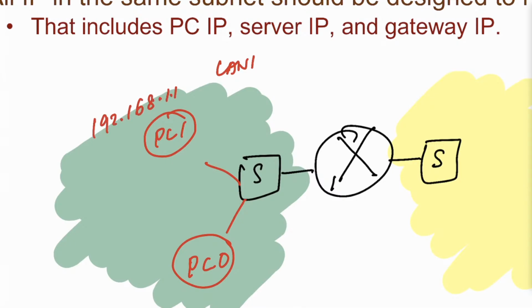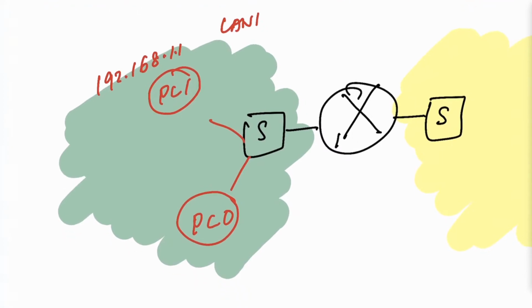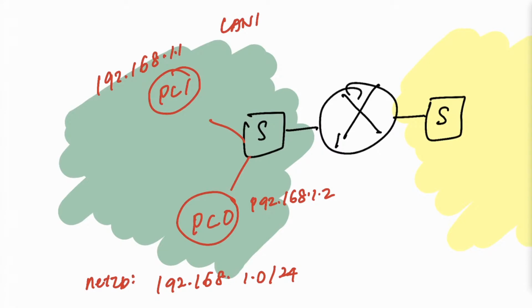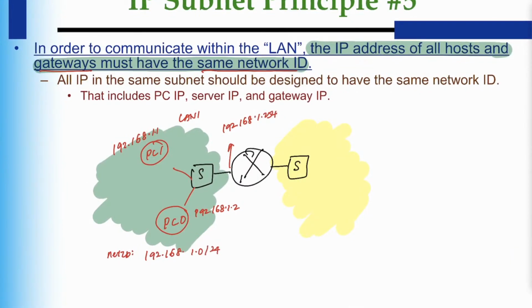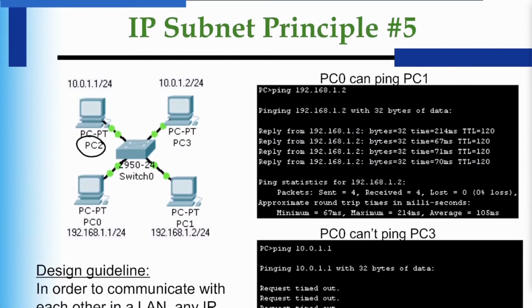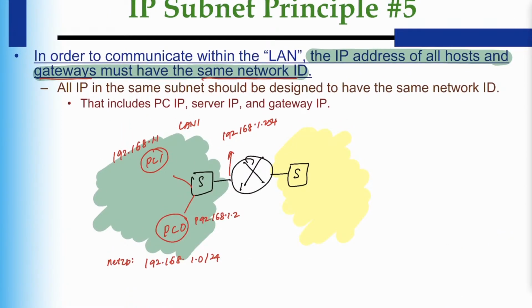So for example, if I have 1.1, then the network ID, I will tell you how to calculate later. Now I will just give you the network ID directly. This is the network ID. Then PC0 also must have a similar IP from this network, and we both have to have the same router IP. So let's say this is 1.254, then everyone will have this same router IP. So this is just a quick example. This is not really important yet. You will get this clearer when you see how I calculate later.